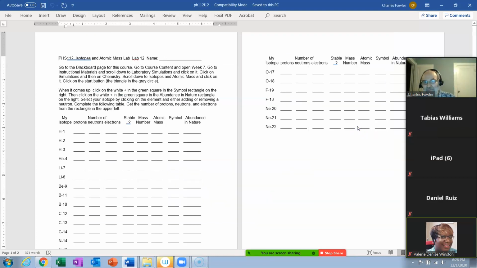This is what the lab looks like. Okay. And it says here, can you see this one? Go to the Blackboard page for this course, go to course content, open week 7, go to instructional materials, scroll down to laboratory simulation, click on it, click on simulations, then on chemistry. That's what I did, and we're waiting. We're scrolling down to isotopes and atomic mass and click on it. So that's what we're doing next. Let's see if that ever opened.